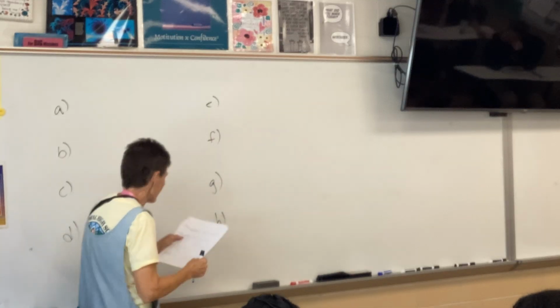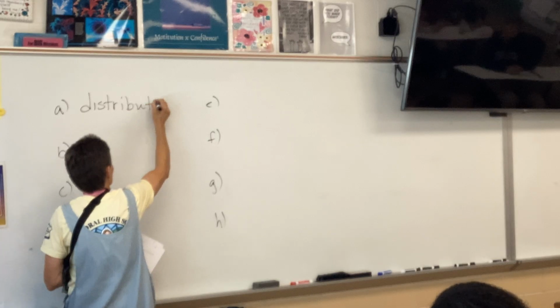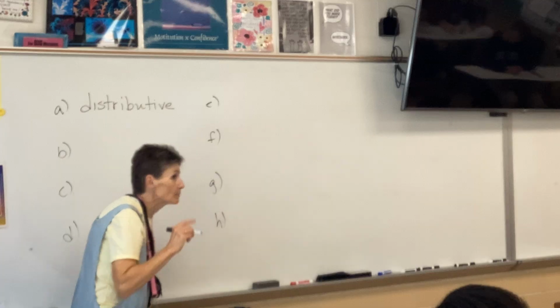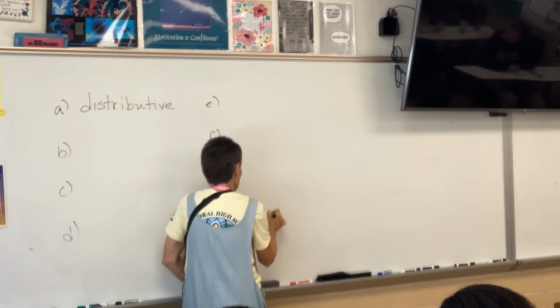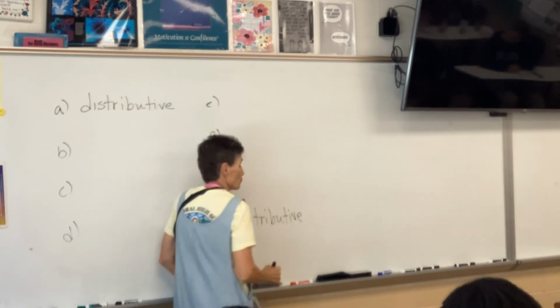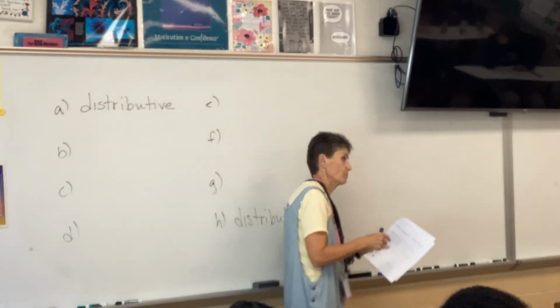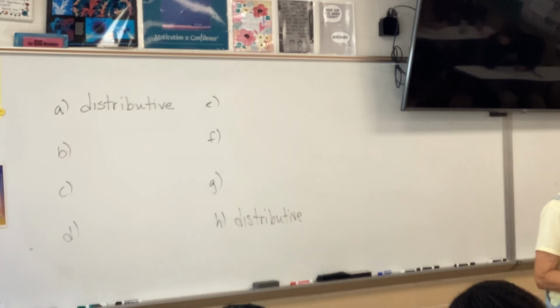A is absolutely 100% distributive. H is 100% distributive. Remember we talked about it earlier. Distributive goes both ways. So factoring is an example of the distributive one. Beautiful. Any others?